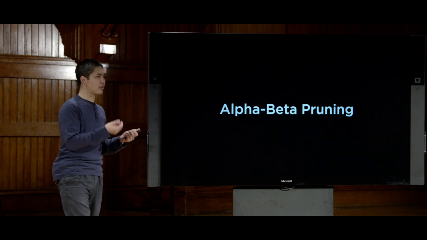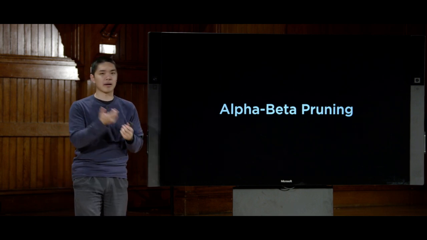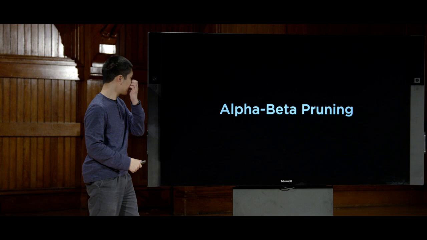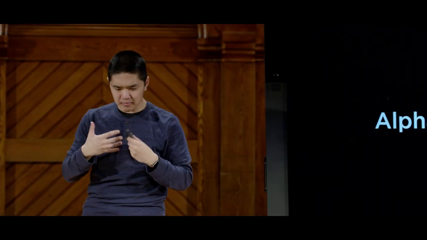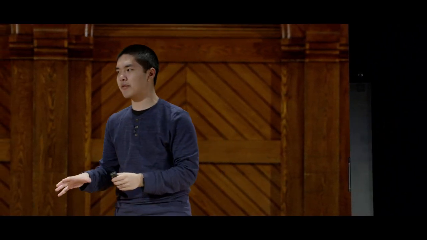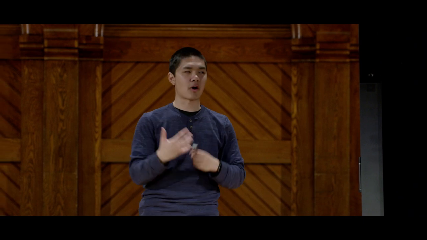Alpha and beta stand for these two values that you'll have to keep track of: the best you can do so far and the worst you can do so far. And pruning is the idea that if I have a big, long, deep search tree, I might be able to search it more efficiently if I don't need to search through everything, if I can remove some of the nodes to optimize the way that I look through this entire search space. So alpha-beta pruning can definitely save us a lot of time by making our searches more efficient. But even then, it's still not great as games get more complex.